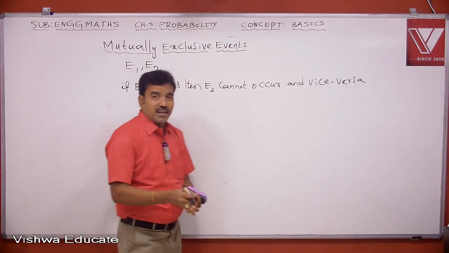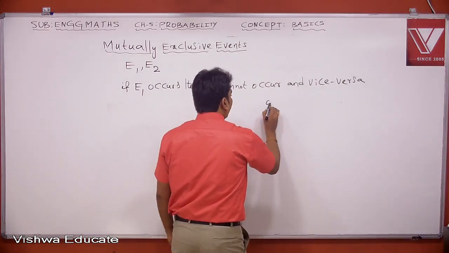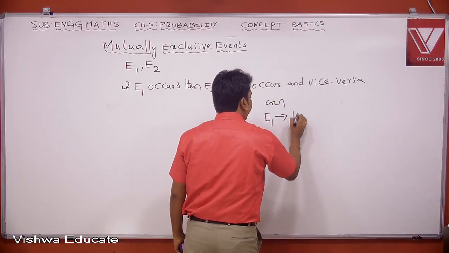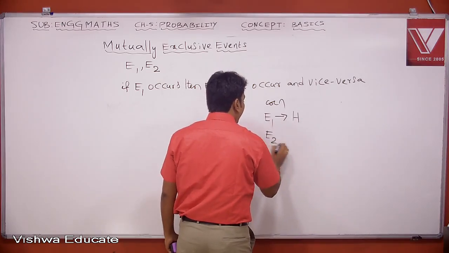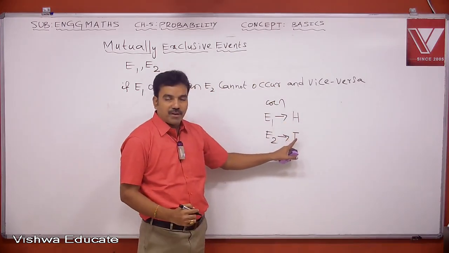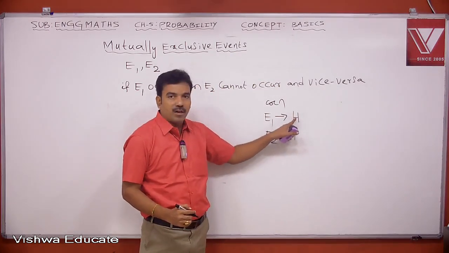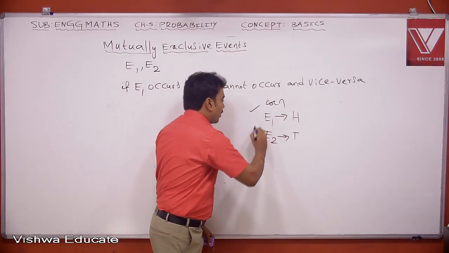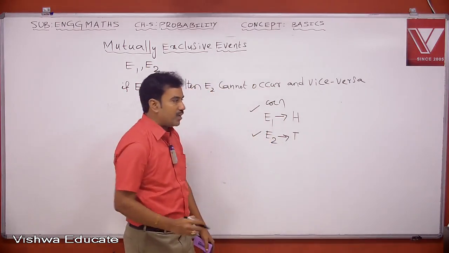Let us take an example. Suppose when you take a coin problem, suppose E1 is an event of getting a head and E2 is an event of getting a tail. Now when you get head, tail won't appear. When you get tail, head won't appear. So at any time only one event occurs. In that case, both are called mutually exclusive events.